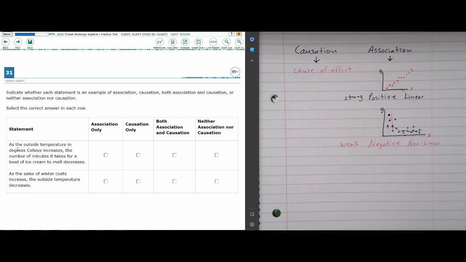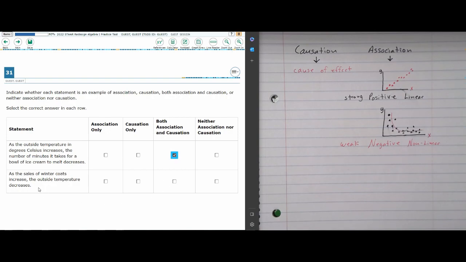The first one says, as the outside temperature in degrees Celsius increases, so that means it's getting hotter, as it gets hotter outside, the number of minutes it takes for a bowl of ice cream to melt decreases. And that would be true, right? This would be association and causation. Causation because when it's hotter outside, your ice cream is definitely going to melt faster, which means it's going to take less time to melt. So we're going to say this one is both association and causation.